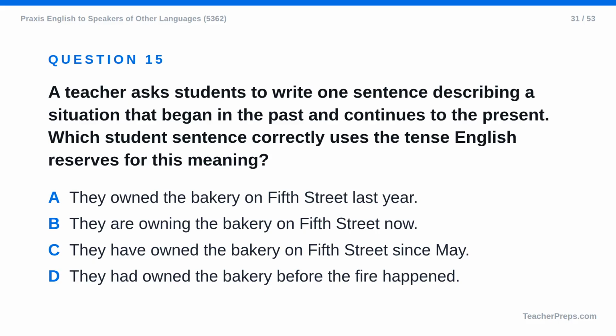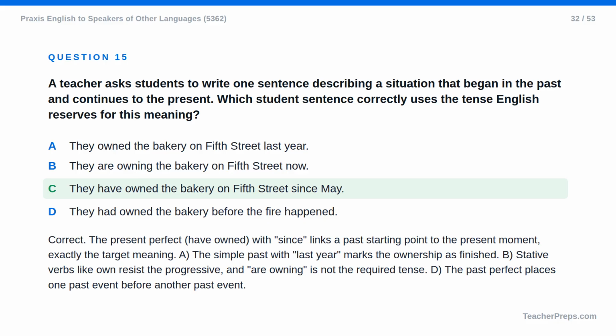Question 15. A teacher asks students to write one sentence describing a situation that began in the past and continues to the present. Which student sentence correctly uses the tense English reserves for this meaning? Pause the video and select the best answer. The correct answer is C. They have owned the bakery on 5th Street since May. The present perfect, have owned, with since links a past starting point to the present moment, exactly the target meaning.